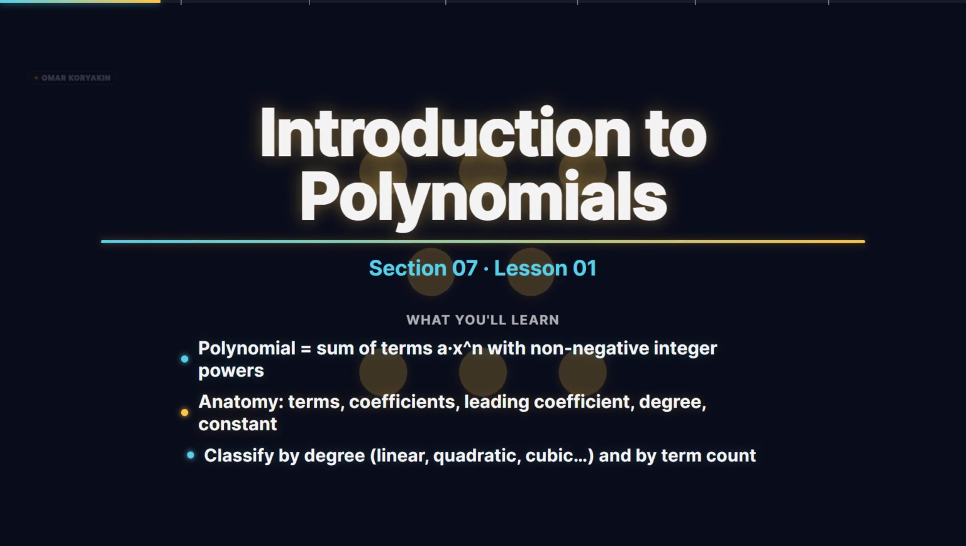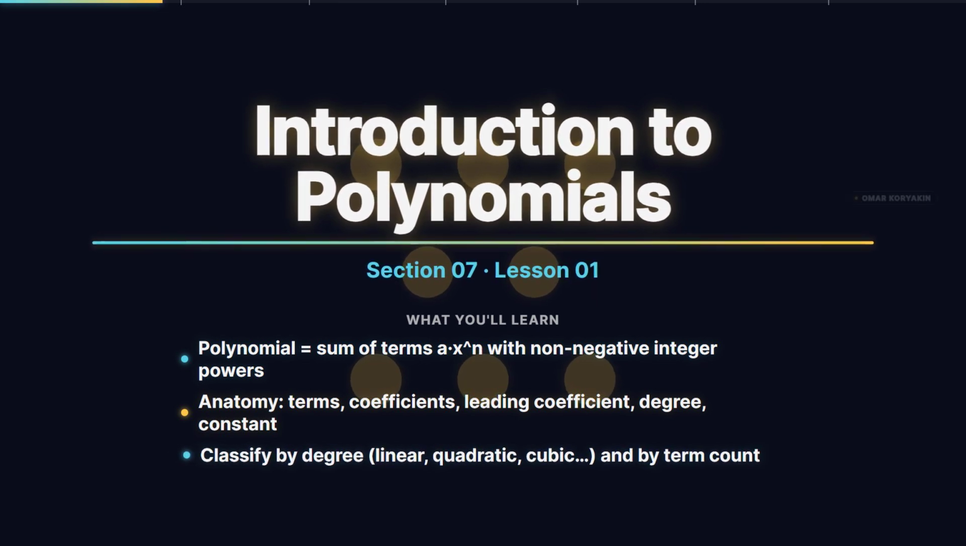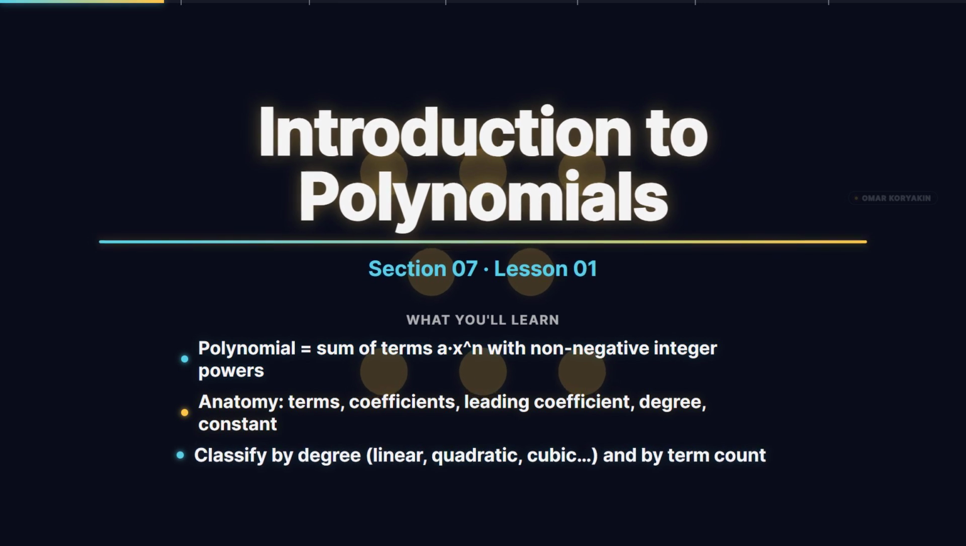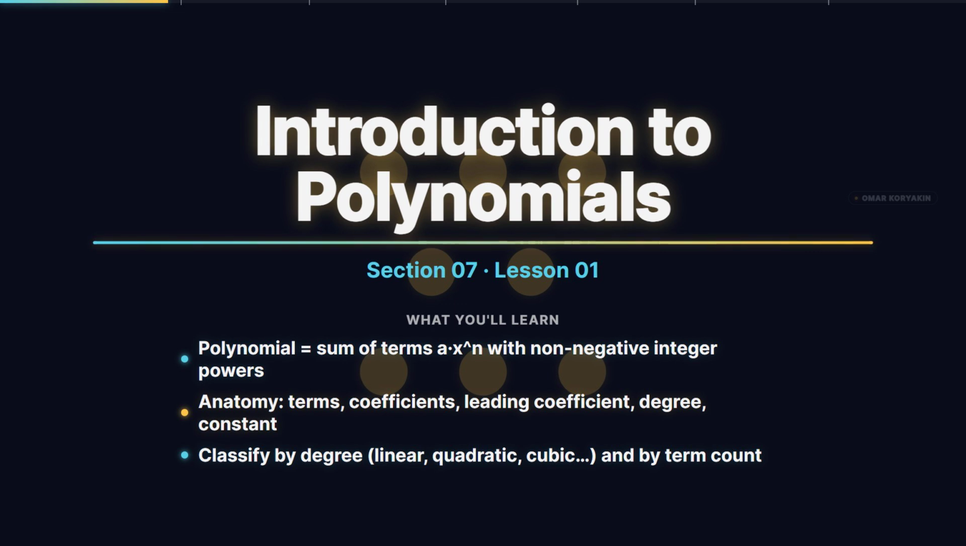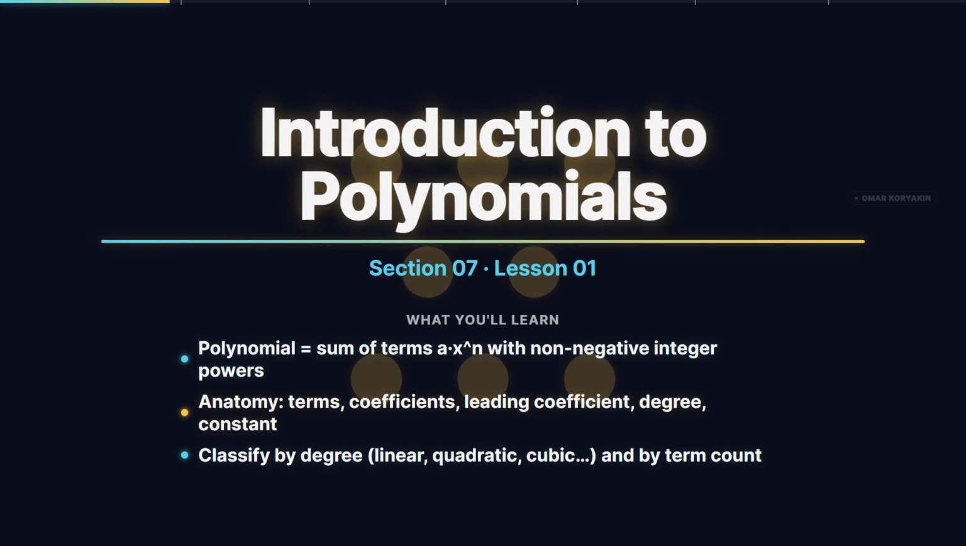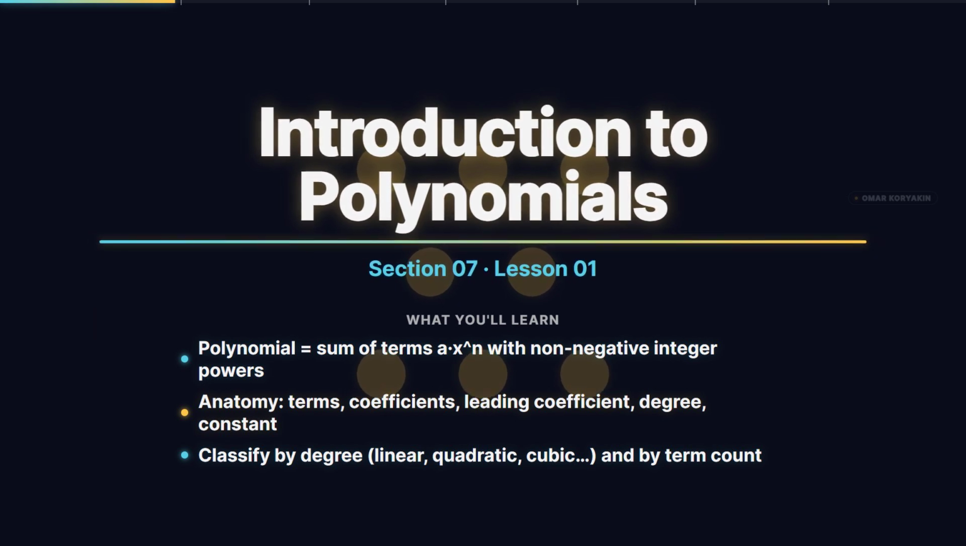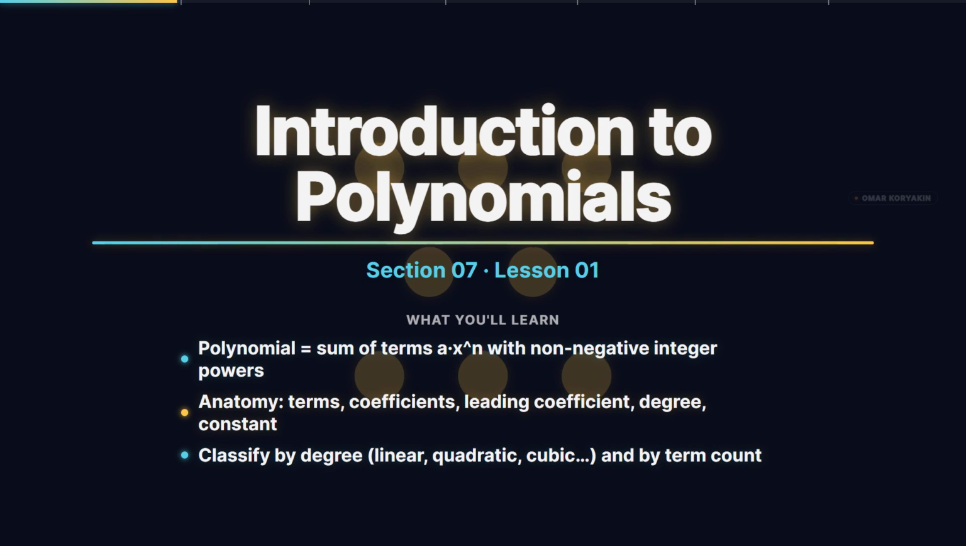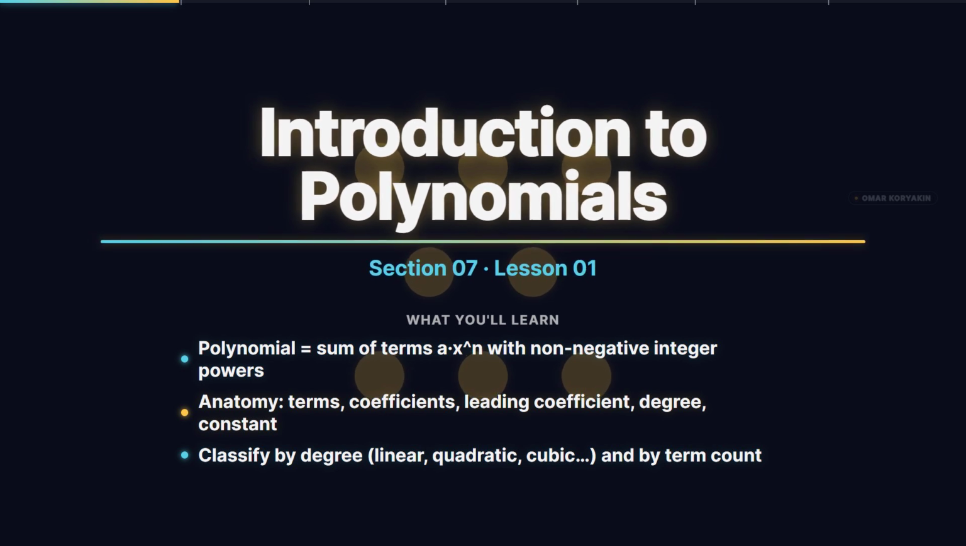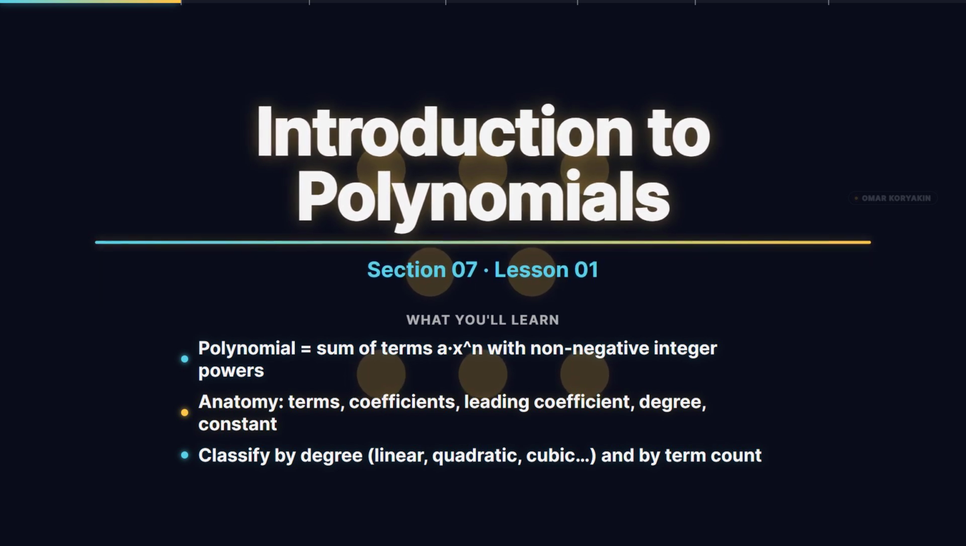Classification by degree gives names to small polynomials. Degree 0 is constant, degree 1 is linear, degree 2 is quadratic, degree 3 is cubic, degree 4 is quartic, degree 5 is quintic. Classification by number of terms gives names too: 1 term is a monomial, 2 terms is a binomial, 3 terms is a trinomial. Higher term polynomials are simply called polynomials with no special term count name.